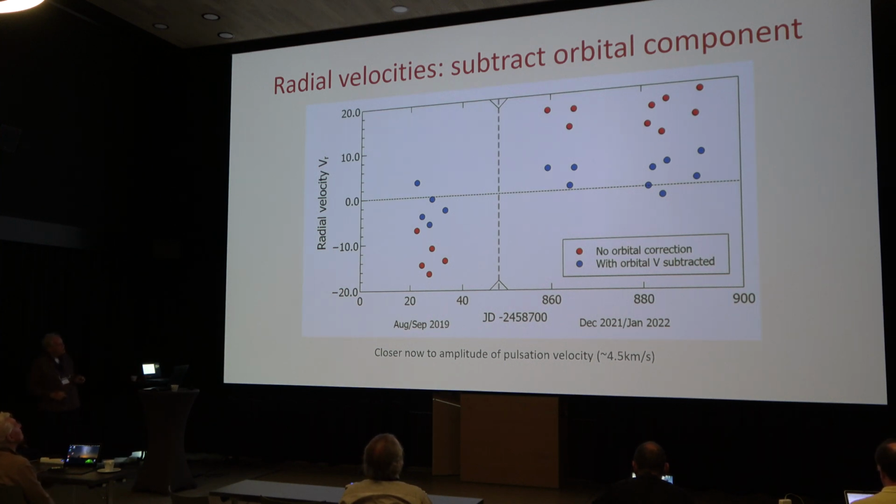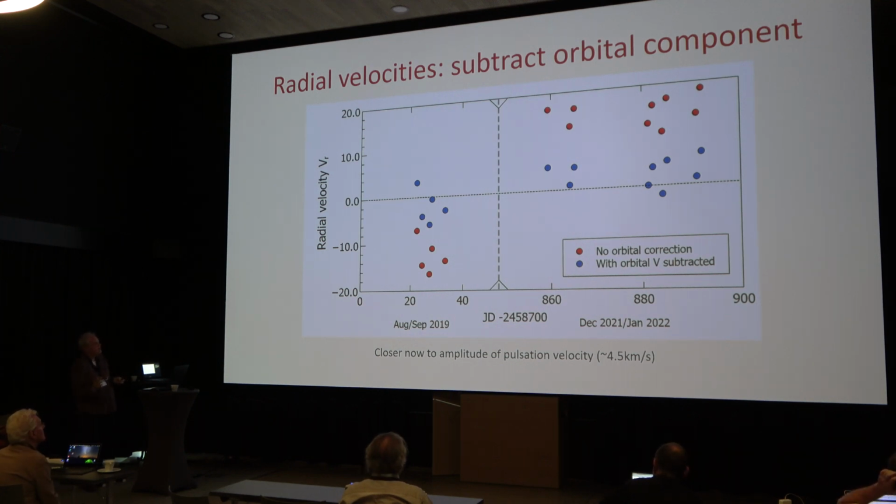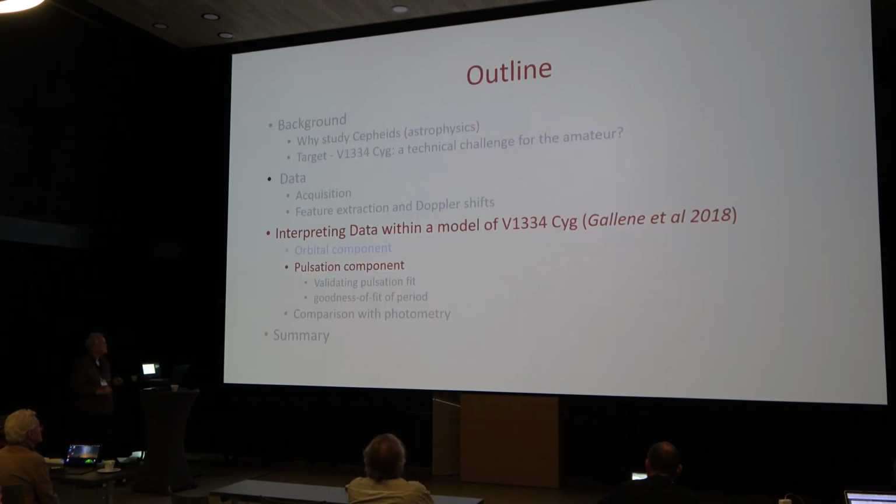If you do that, you start to get something a bit closer to what you might expect as radial pulsation velocity. I show, for comparison, the original untreated radial velocities, these are the red points I showed earlier. Now, when you subtract off the orbital components, they all start to lie a bit closer to this line here, which is what you'd expect. And it's closer to this observed amplitude of 4.5 kilometers per second. So that's good. We're gradually getting there.